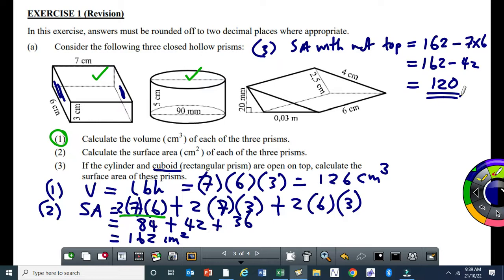According to number 3, it says if the cylinder and the cuboid, remember we are doing the question for the rectangular prism first. On the next page, I'll do the cylinder. I started with the rectangular prism. Does the volume change if the top is not there? No, the volume doesn't change, but the surface area can change.